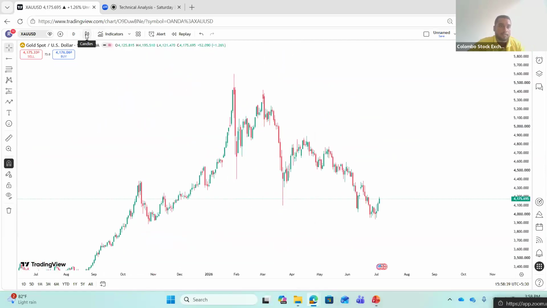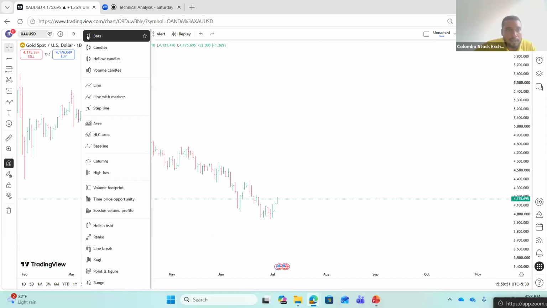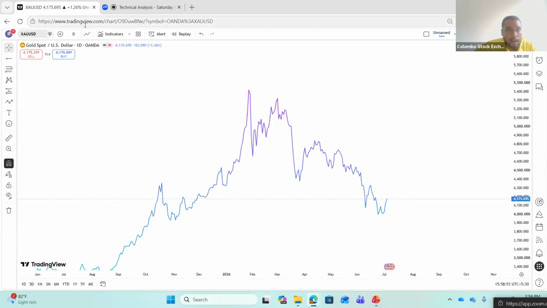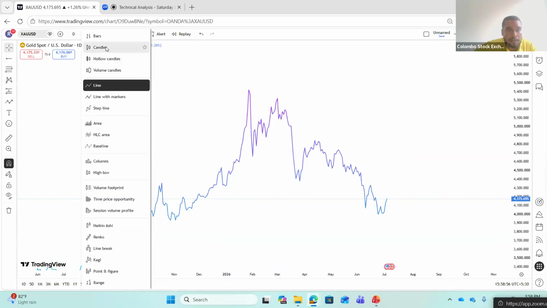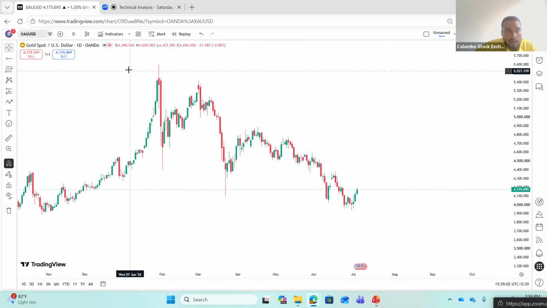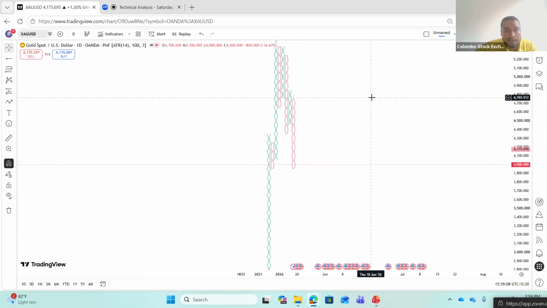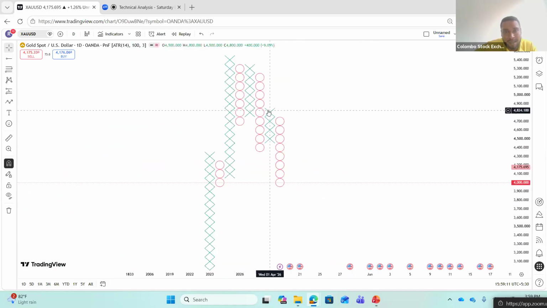So here, this is where you can change the chart type. If you click on that, earlier we discussed bar charts, right? And also line charts. And I told you these candlestick charts are the most important ones when we are doing technical analysis. And we can also choose these point and figure charts. The point and figure chart looks like this. So X means the price has gone up. O's mean the price has gone down.